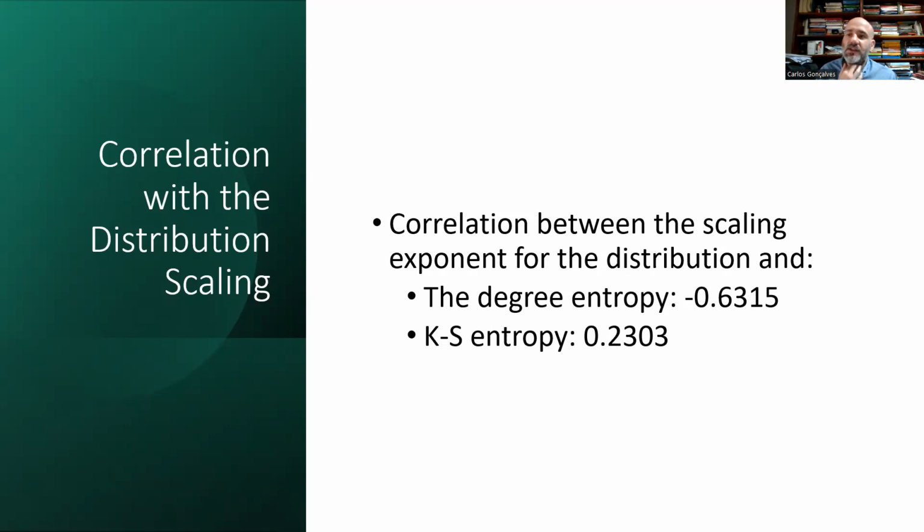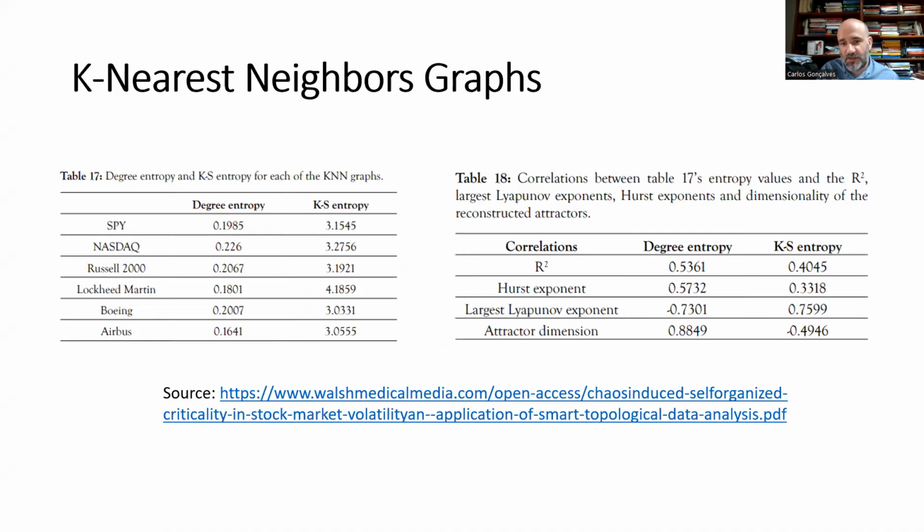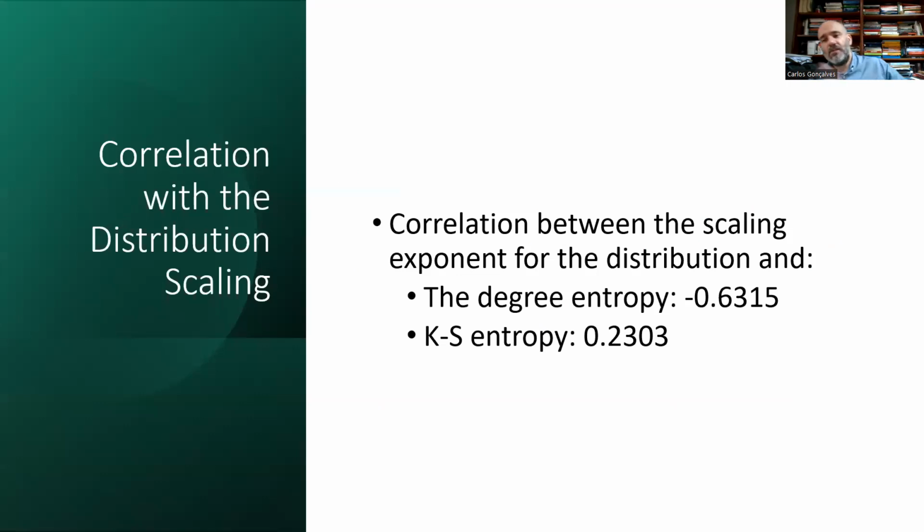The KS entropy is less correlated; it's positively correlated, but with a weak correlation with respect to the scaling exponent. So in this case, the critical entropy is the degree entropy, and it is positively correlated with the Hurst exponent and strongly negatively correlated with the fractal scaling in terms of the power law distribution of event size. So we have uncovered here a direct connection between the self-organized criticality markers and the chaotic time series and the reconstructed attractors' topological structure, which is an important issue regarding chaos-induced self-organized criticality.